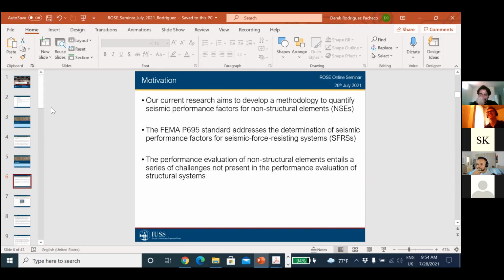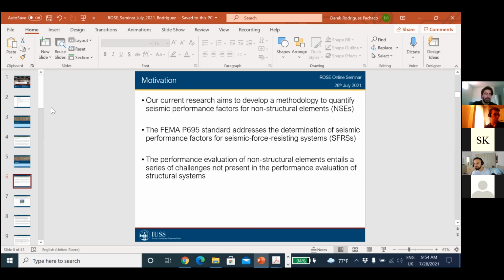Yeah, no worries. So basically I'm focusing on duration because the main objective of my research is to establish a framework to quantify seismic performance factors for non-structural elements. Right now, there's only one standard that addresses this issue, and it's for structural systems. That is the FEMA P695. It doesn't address it for non-structural systems. And the problem with non-structural systems is that we have this additional layer of analysis. For example, in order to have floor motion, we need to first perform a nonlinear time history analysis of the structure. So it complicates things a lot.